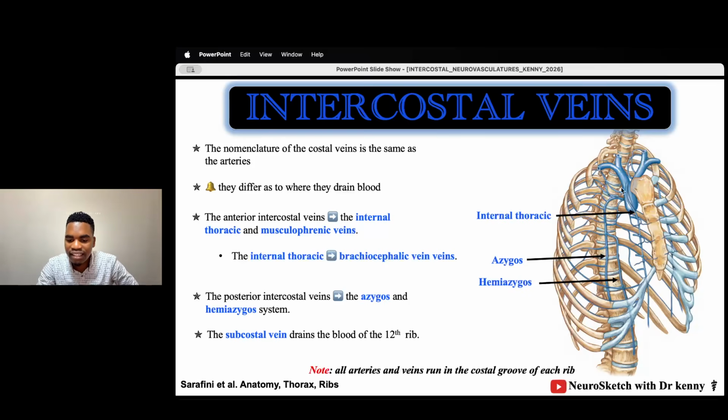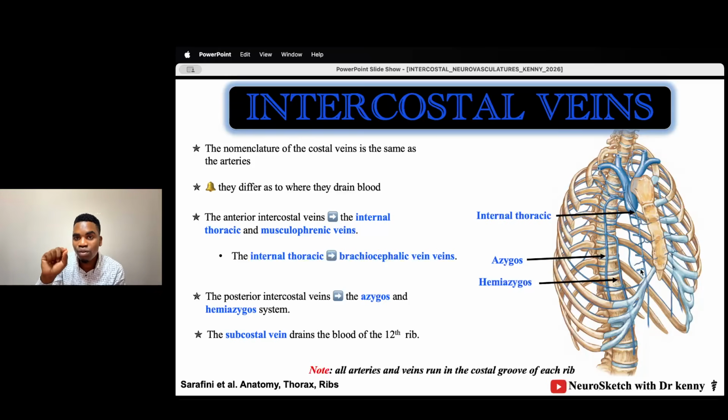On the right side, it drains into the right brachiocephalic vein, and on the left side as well, it drains into the left brachiocephalic vein. But posteriorly, we have the posterior intercostals, and because we do not have a descending vein, we had the descending aorta but we don't have the descending vein, the posterior intercostal veins drain their blood into the azygos system. We have azygos on the right side and also hemiazygos on the other side.